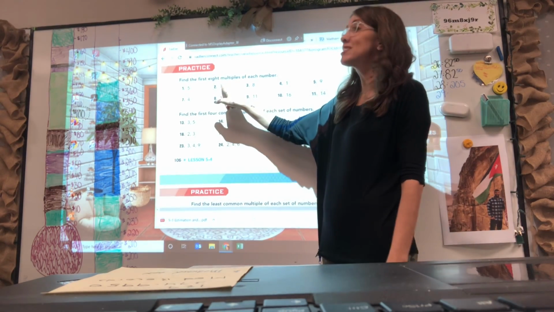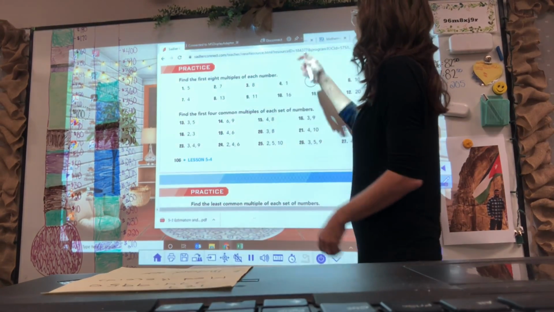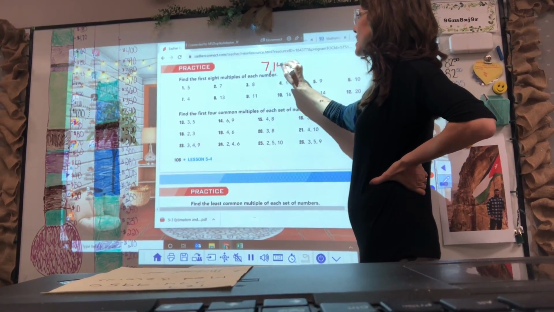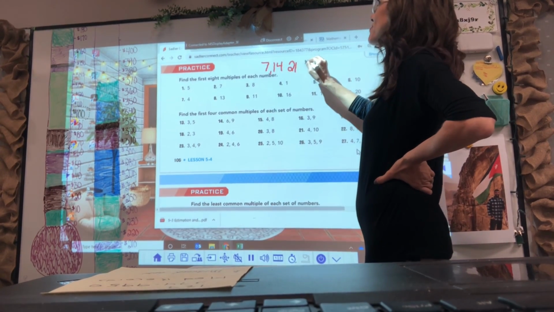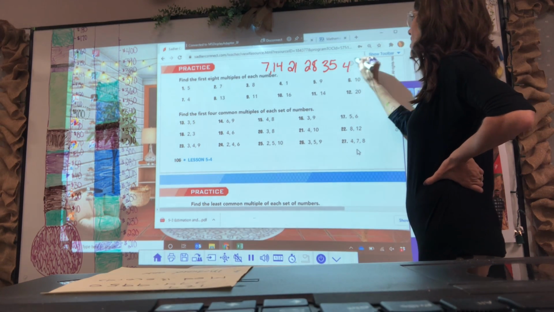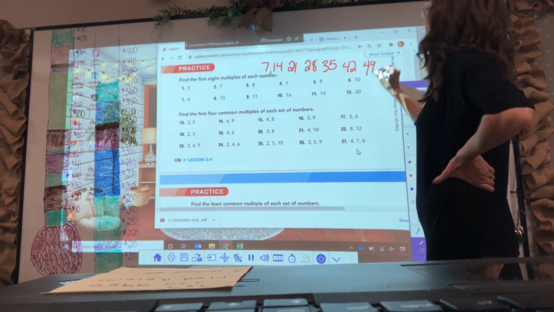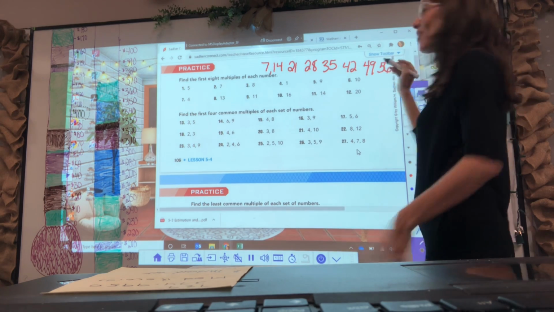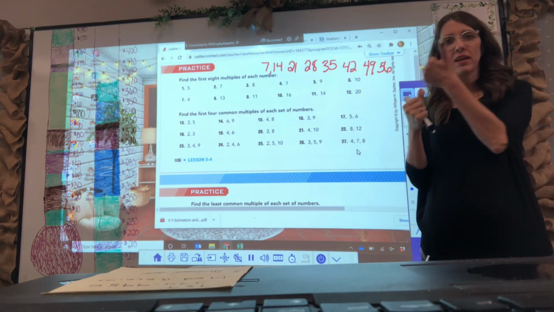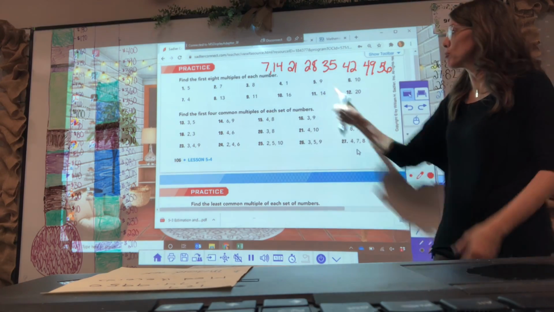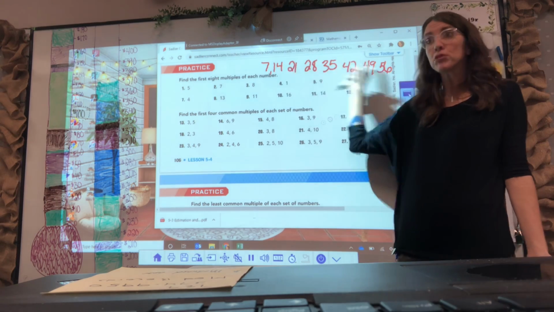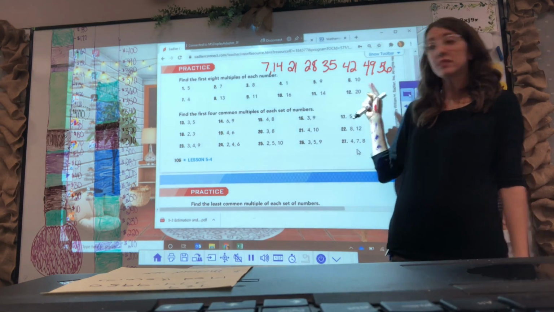All right, let's do 7. Okay, what do we have for 7? We're going to go 7 times 1, 2, 3, 4, 5, 6, 7, 8. All right, 7, 14, 21, 28, 35, 42, 49, 56. Okay, this is where your multiplication facts come in. You're going to use them, so try to make sure you know your multiplication facts. This is 7 times 1, 2, 3, 4, 5, 6, 7, 8. They're multiples of 7. You multiplied by 1, 2, 3, 4, 5, 6, 7, and 8. Does that make sense? So these ones are pretty easy.